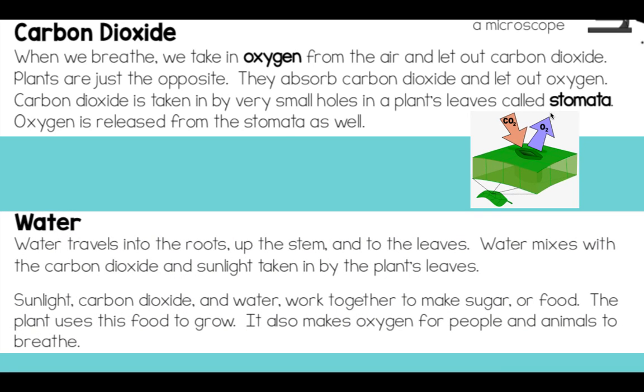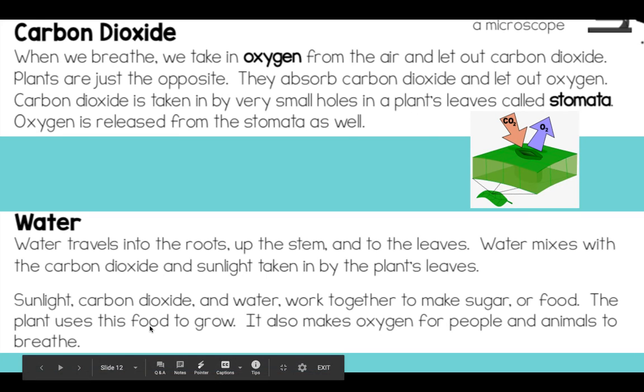Water. Water travels into the roots, up the stem, and to the leaves. Water mixes with the carbon dioxide and sunlight taken in by the plant's leaves. Sunlight, carbon dioxide, and water work together to make sugar or food. The plants use this food to grow. It also makes oxygen for people and animals to breathe. So what's really interesting is that after photosynthesis, we end up with two things. We end up with this sugar, which is basically the plant's food, and we end up with oxygen.